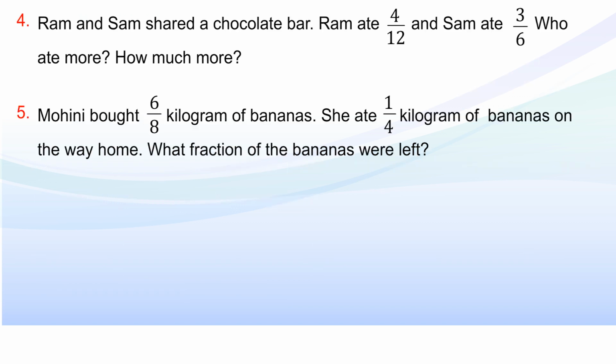4. Ram and Sam shared a chocolate bar. Ram ate 4 by 12 and Sam ate 3 by 6. Who ate more? How much more? 5. Mohini bought 6 by 8 kilogram of bananas. She ate 1 by 4 kilogram of bananas on the way home. What fraction of the bananas were left?